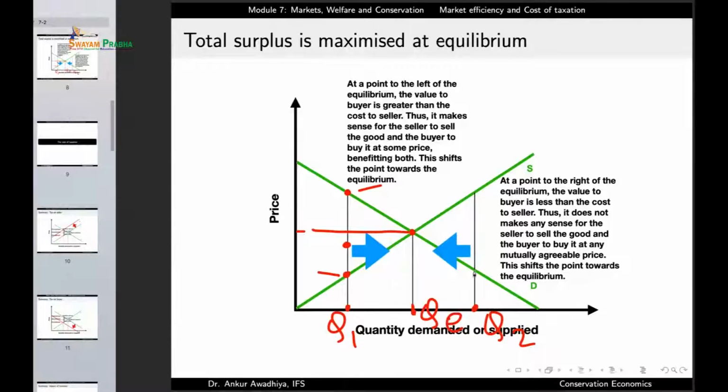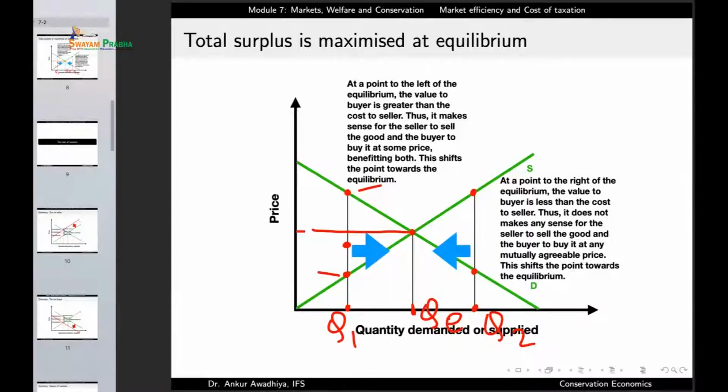Whereas if we take any point to the right, so we are considering this point Q2. Now at this quantity, the value to the buyer is this and the cost to the seller is this. So it costs more to the seller and the buyer values it less. Now, at any such point to the right of the equilibrium, the value to the buyer is less than the cost to the seller. Thus, it does not make any sense for the seller to sell the good and the buyer to buy it at any mutually agreeable price.